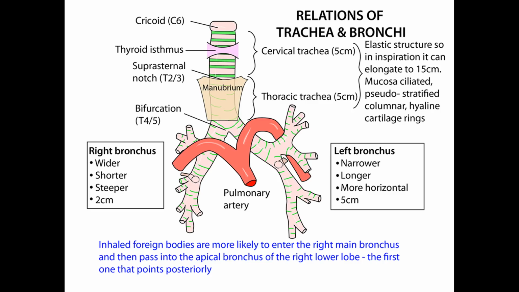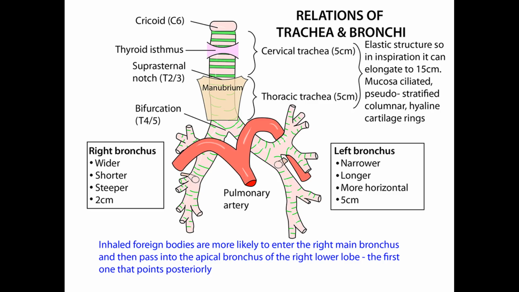Normally at rest it is about 10 centimeters in length, but because it's an elastic structure, it can in fact elongate in inspiration to as long as 15 centimeters. Approximately half its length, 5 centimeters, lies within the neck, and another 5 centimeters lies within the thorax. It is lined with typical respiratory mucosa, which is a ciliated pseudostratified columnar epithelium.